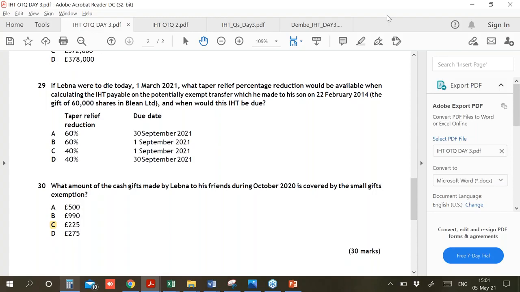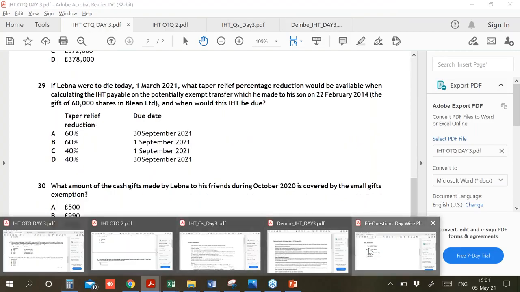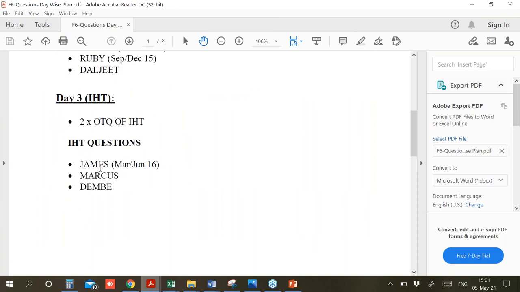So, as per the plan, now we have to do section C questions. There are three questions that I've selected: James, Marcus, and Dembe. Dembe is obviously a multiple tax question. If you remember, I discussed with you at the start that the examiner now likes to set question number 10 of section C on different types of taxes with small requirements on each. So Dembe is sort of that question. However, James and Marcus will primarily be focusing on the IHT.